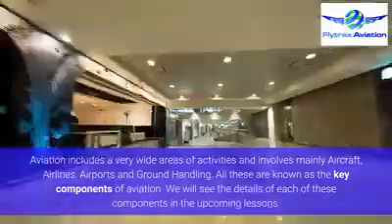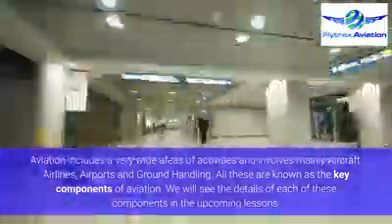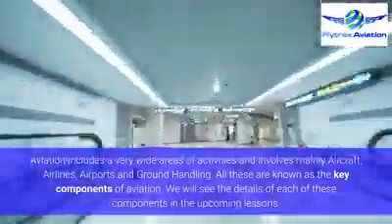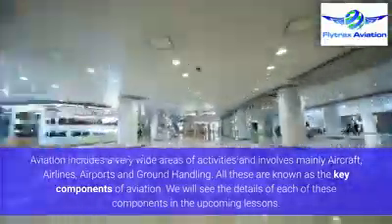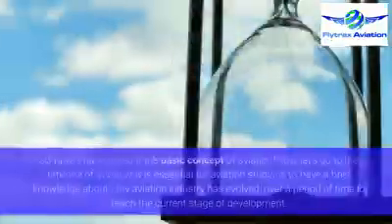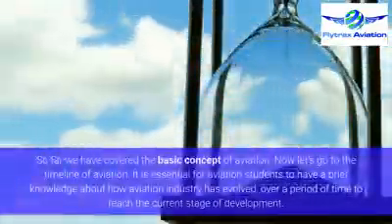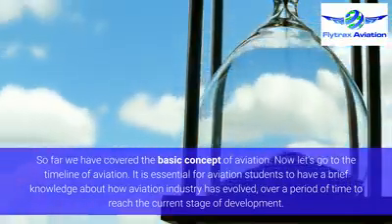Aviation includes a very wide area of activities and involves mainly aircraft, airlines, airports and ground handling. All these are known as the key components of aviation. We will see the details of each of these components in the upcoming lessons. So far we have covered the basic concept of aviation. Now let's go to the timeline of aviation.